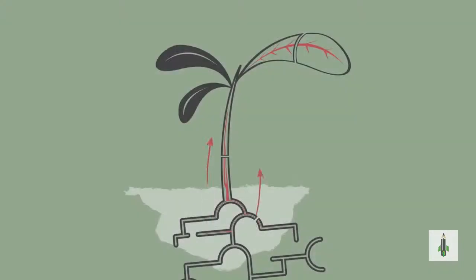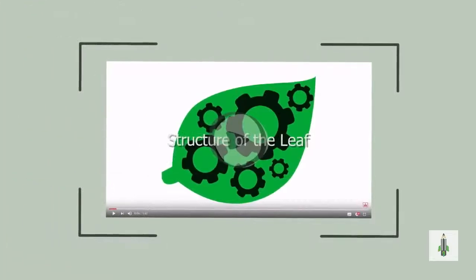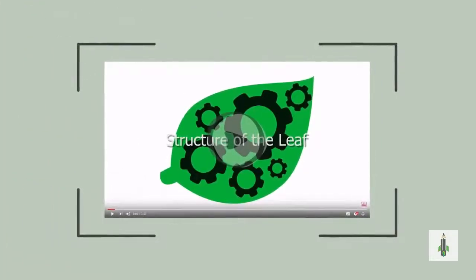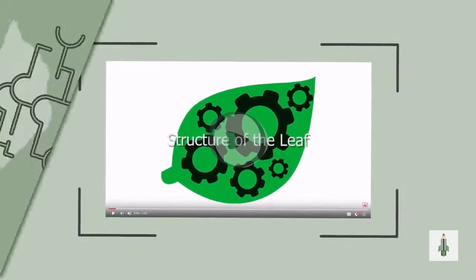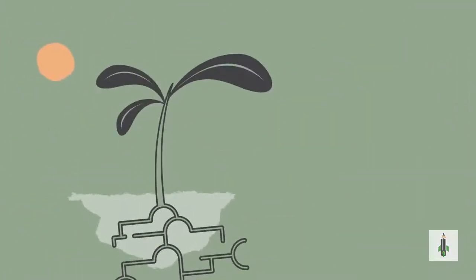So we know all about the xylem and the phloem, but now we need to know exactly how water and minerals move around the plant. You should already know about the structure of the leaf, but if you're not, watch this video to remind you. Let's have a look at transpiration and the xylem.